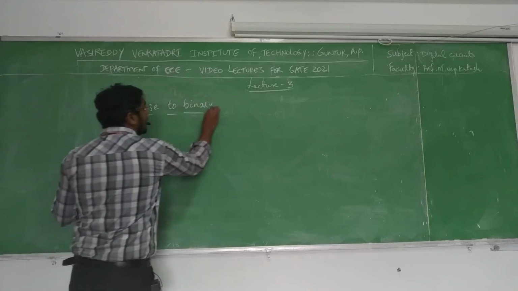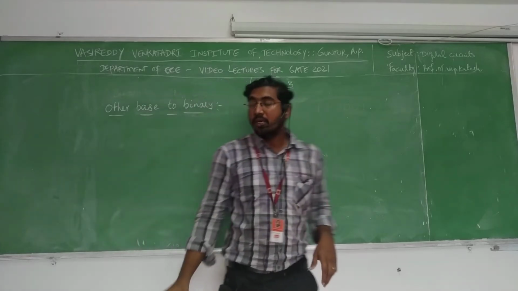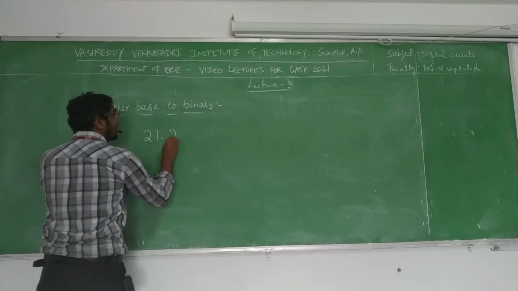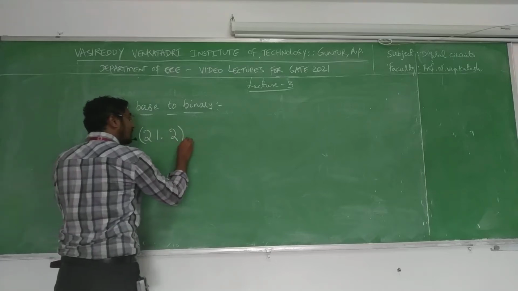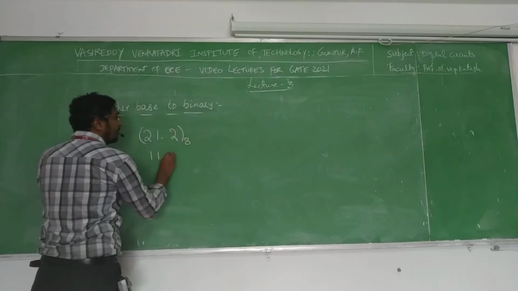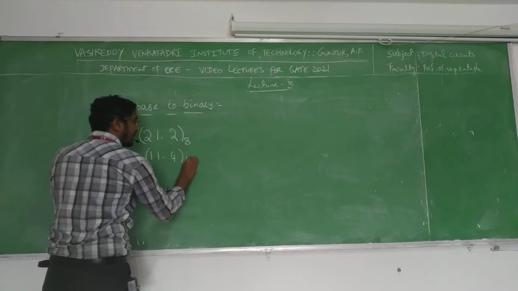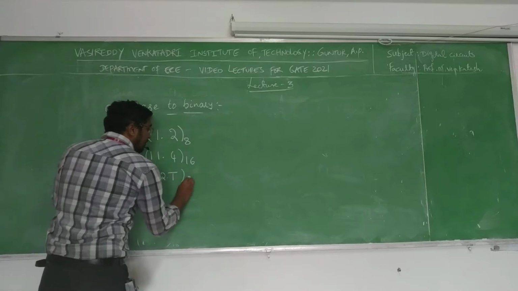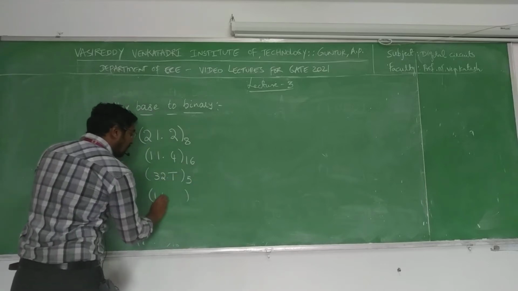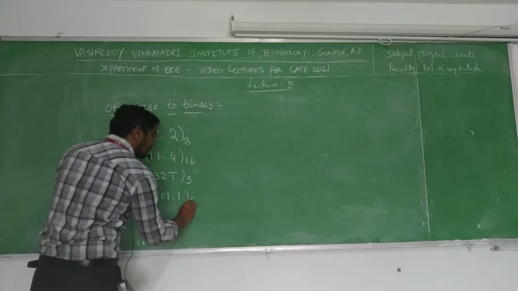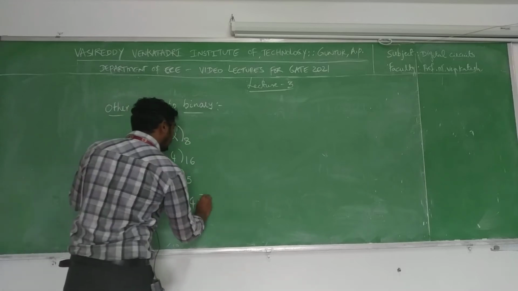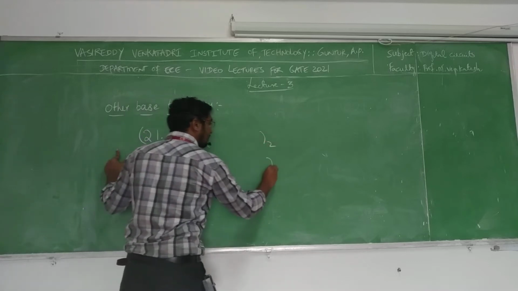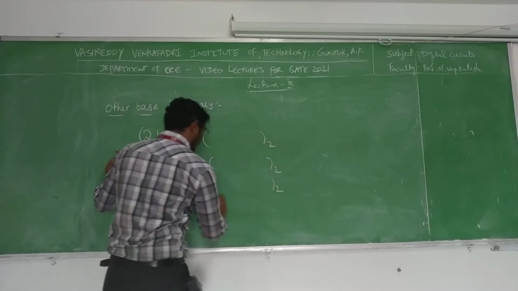How to convert other base to binary? We consider the same previous problems, which are 21.2 in base 8, 11.4 in base 16, 32.1 recurrence in base 5, and 101.1 in base 4. These need to be converted into binary. We'll see how to solve this problem.